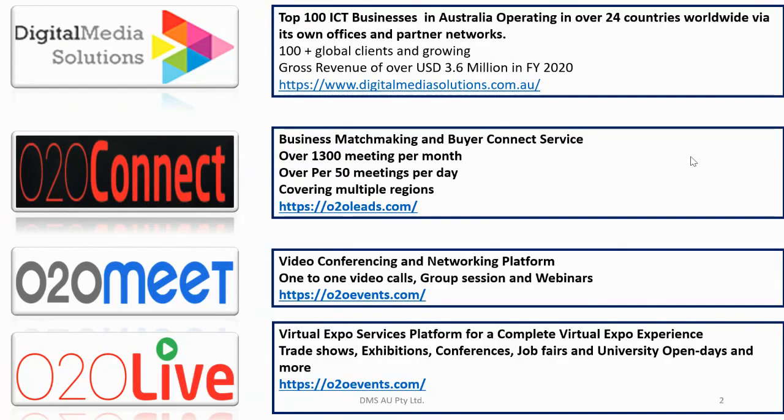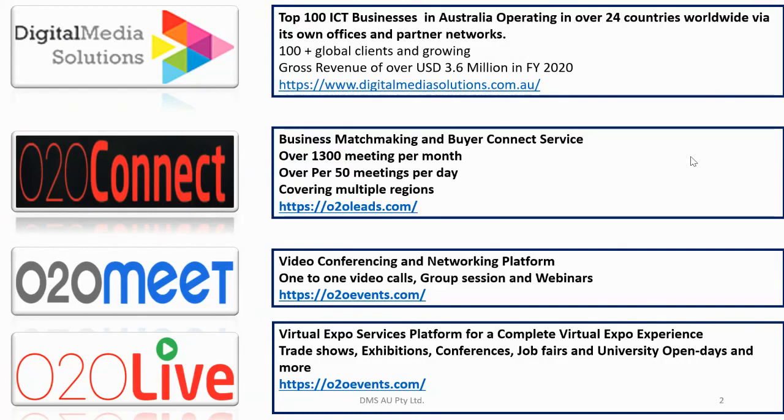And we use our own technology. We have O2O Connect, which is the business matchmaking and buy connect service, which we are talking about today. Just to give you a little bit of an overview about the business matchmaking and buy connect services portfolio, we do something like 1,500 meetings per month and about 50 to 60 meetings per day for various clients covering multiple regions. If you want more information about our buy connect services, you can visit o2leads.com at your convenience.